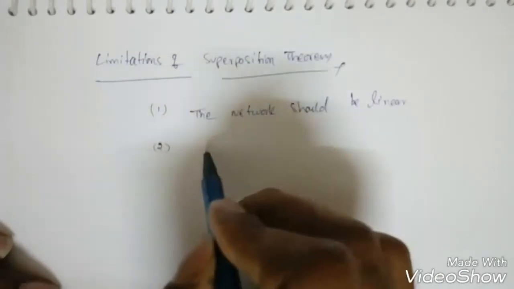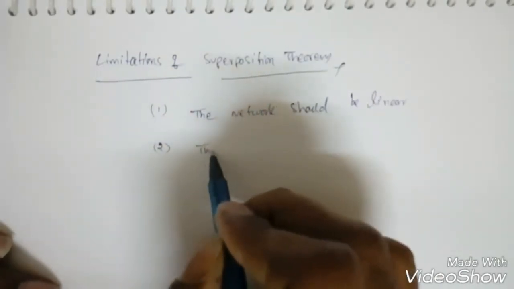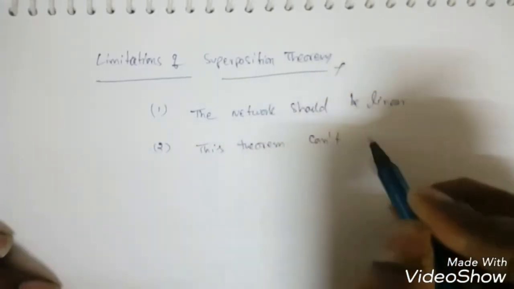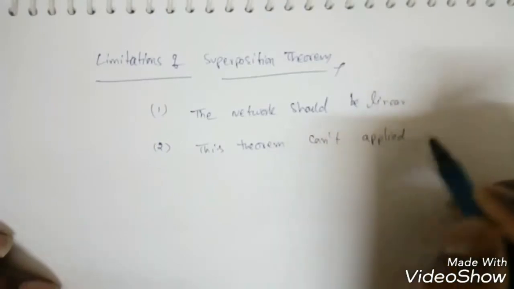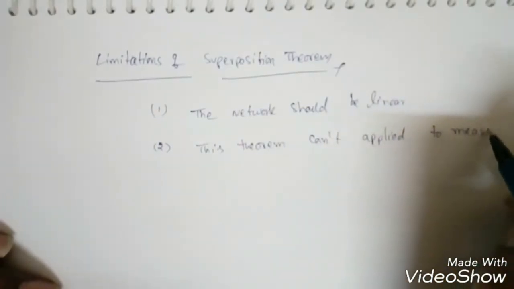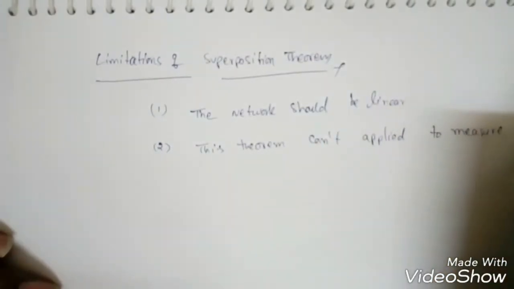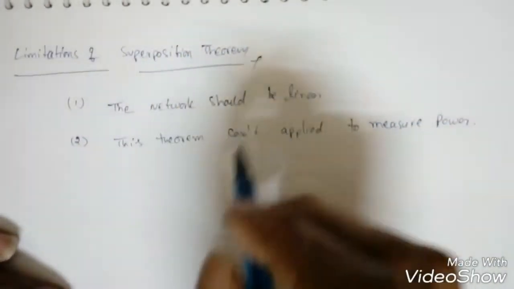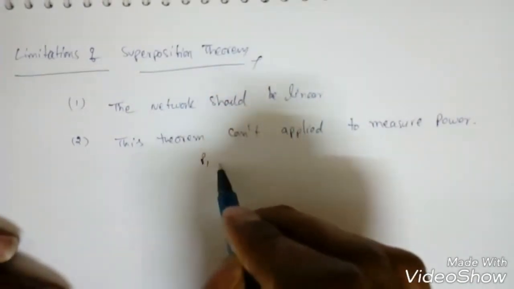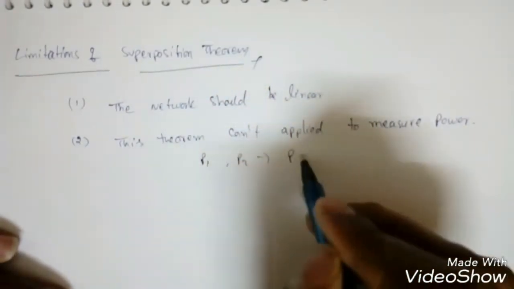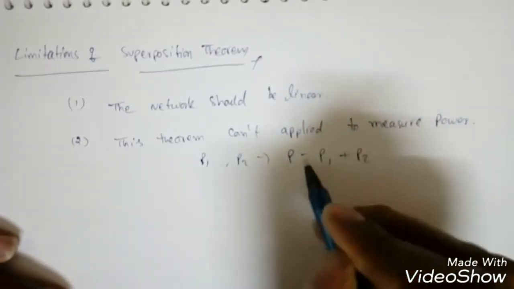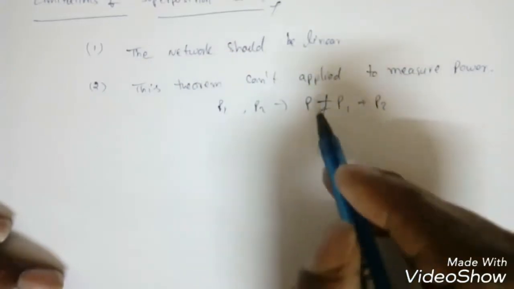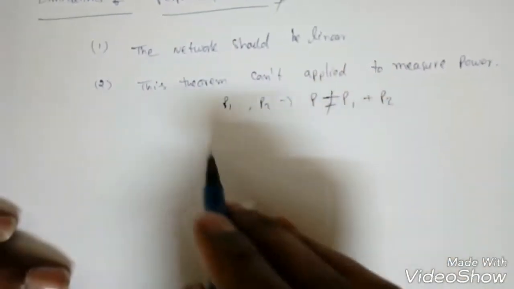The second one is this theorem cannot be applied to measure power, right? To measure power. So when you are finding the power across any branch, by superposition theorem, if I find P1 then P2, to find total power I cannot add P1 plus P2, right? So that is the important limitation. So we will prove this one now.